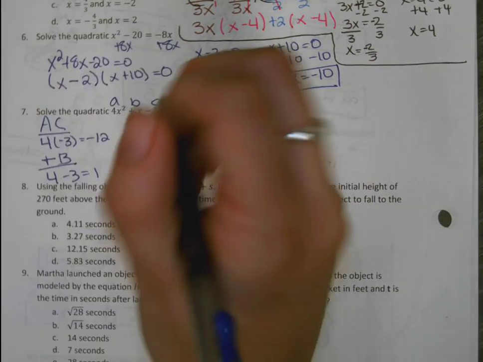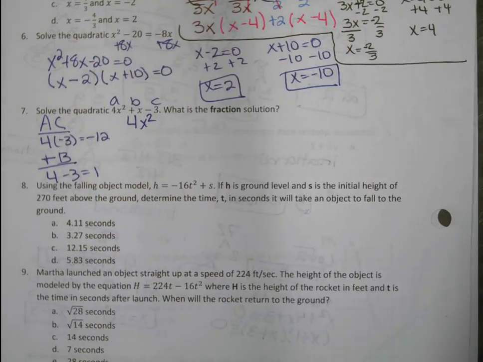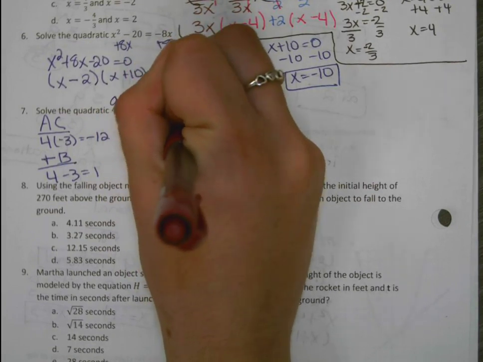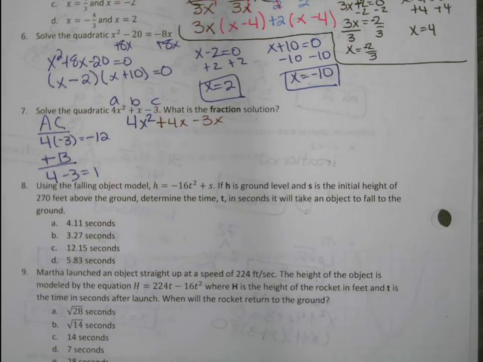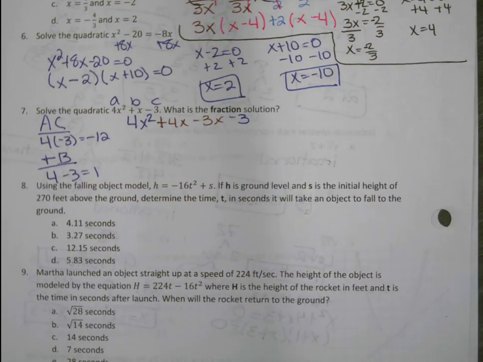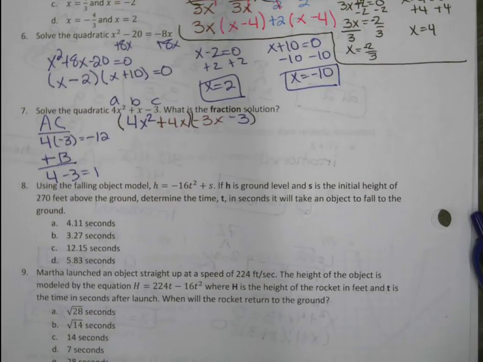Then I'm going to go and rewrite this. So I have 4x squared. And then the middle pieces are what are going to change. So instead of being x, it's going to be 4x minus 3x. And then minus 3 at the end, because the end piece always stays the same. Then I go and split it into 2 sections.